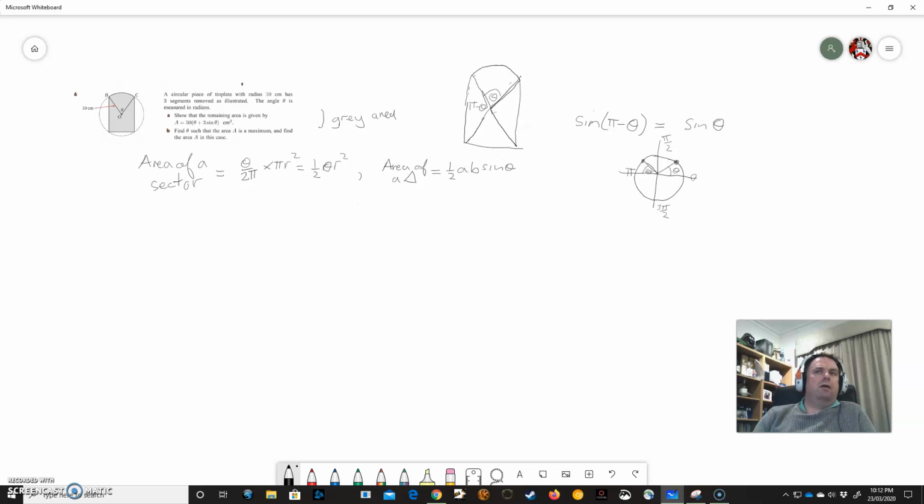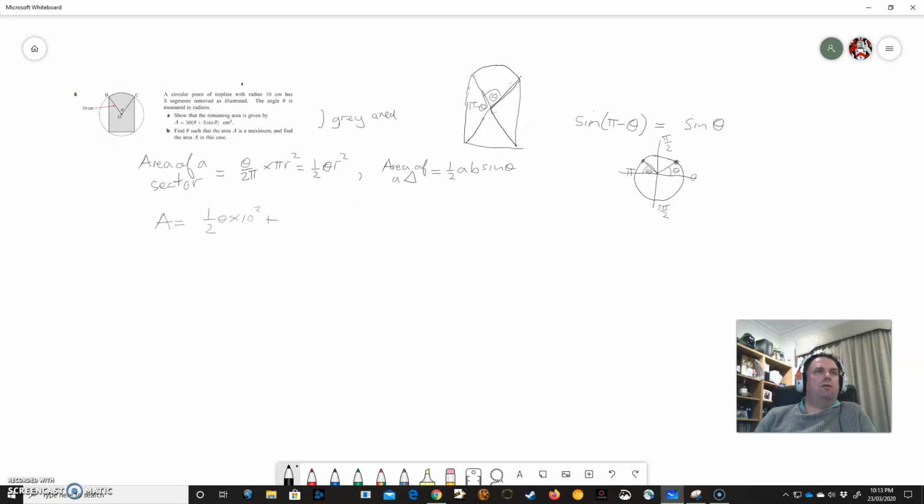Right. Okay. So first of all, we need to get this area. I'm just going to call it A. This is the area of the grey area. So we've got the sector first, which would be a half times theta times 10 squared, because the radius is 10, it says so in the picture.